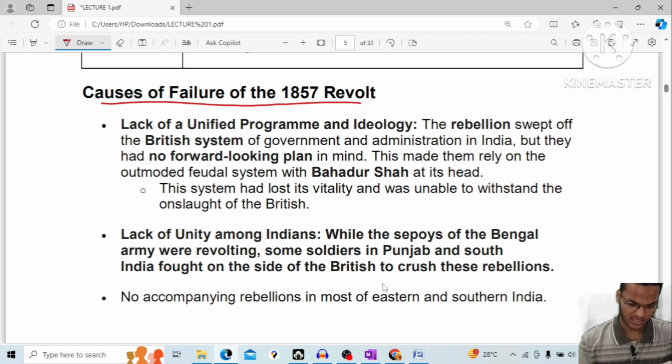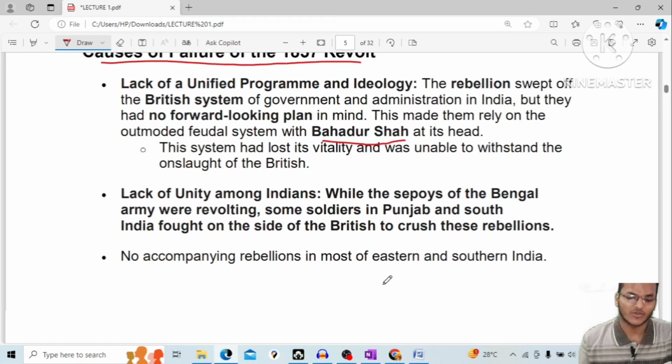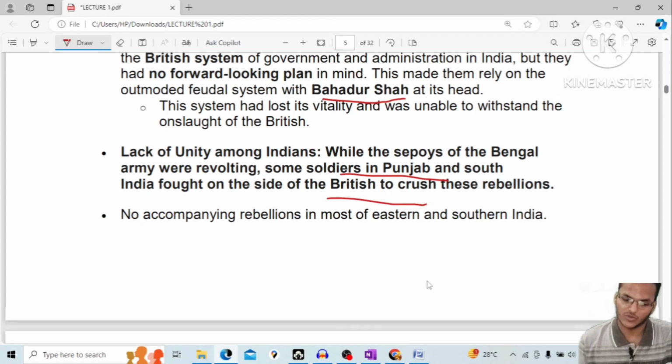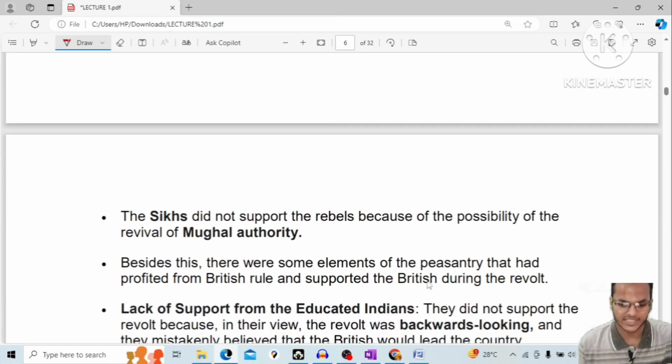This rebellion completely shook and swept up the British system. It gave a major jerk to the British system, but it was not successful. The leader, Bahadur Shah, was too old to be considered a leader of the whole of India. So there was a lack of unity among the Indians. While sepoys of the Bengal army were revolting, some soldiers of Punjab and South India fought on the side of the British. So there was no unity.